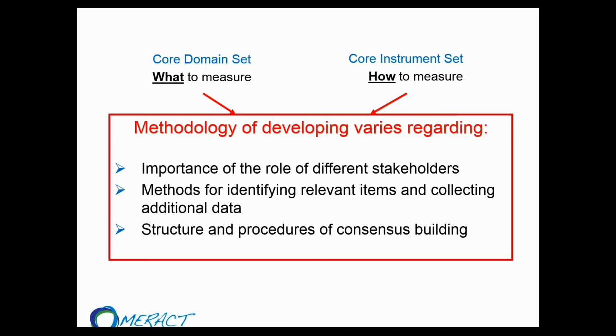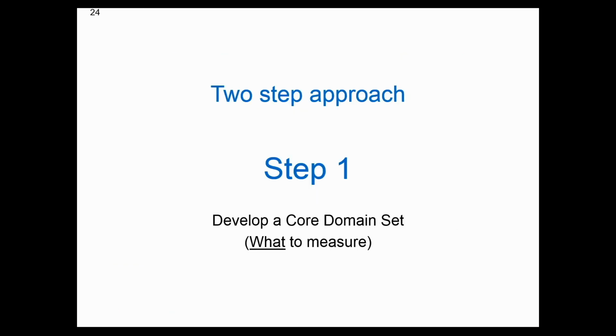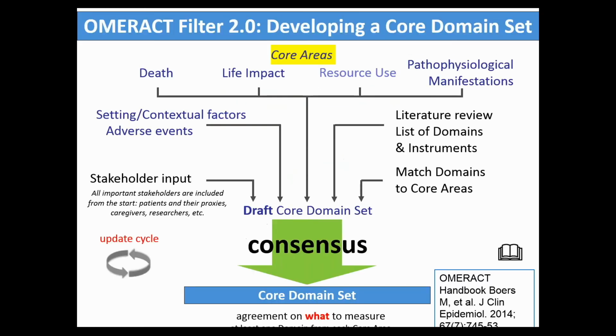And I will try to give you some examples why the two ways are not the same. So first, let's have a look at the first step, which is how we develop a core domain set. This is another, it looks like a complex figure, and that's also what it is. But you can see here are the four. You see my arrow?